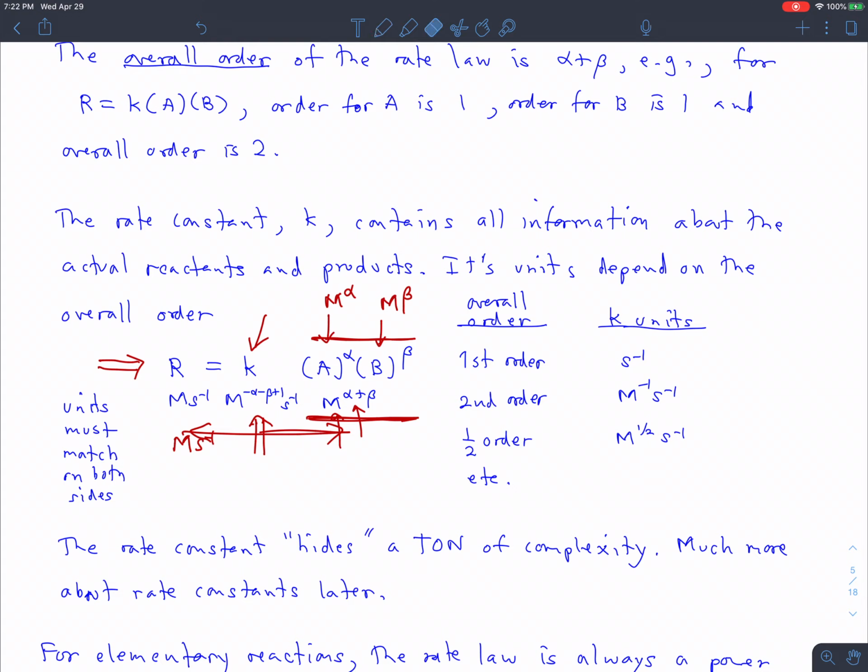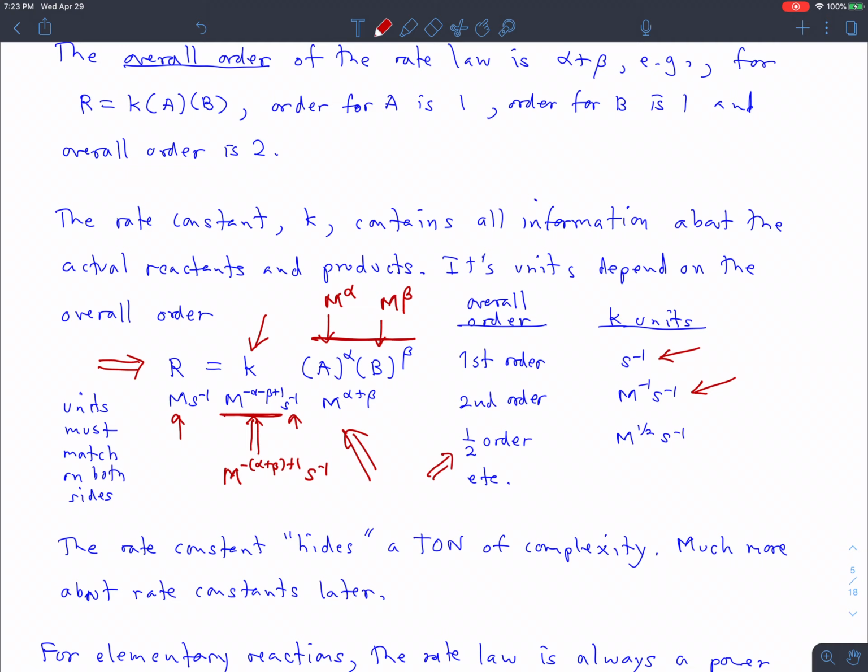That means that in order to make the units match on both sides, this rate constant has to have units of molar to the minus (alpha plus beta minus the overall order plus 1) to give molar units over here, and then seconds to the minus 1. The seconds to the minus 1 never changes, but the power on the molarity part of the units on K does change depending on the overall order. So for first order, using this rule here, the units on K will be seconds to the minus 1, or 1 over seconds. For second order, it'll be molar to the minus 1, seconds to the minus 1. I imagine people have seen those kinds of units on rate constants lots of times already.